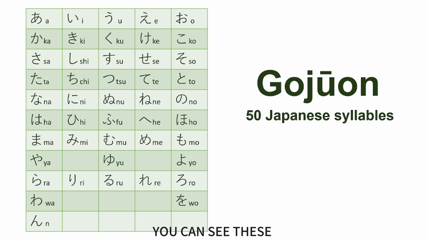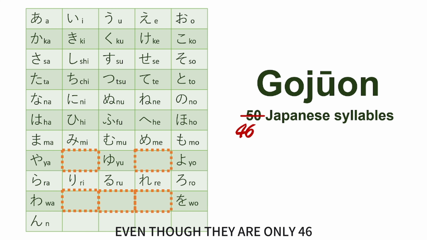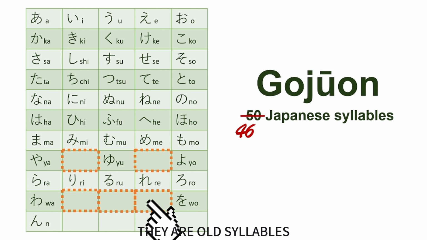In this chart, you can see the basic hiragana, also known as the gojuon, which means the 50 syllables, even though there are only 46. You see the empty spaces here? They are old syllables, no longer used in modern Japanese.